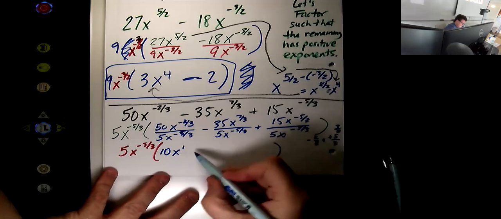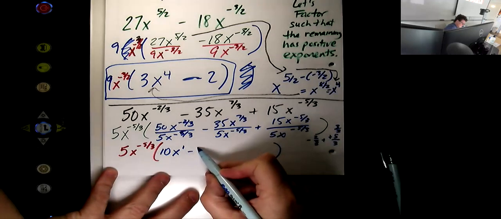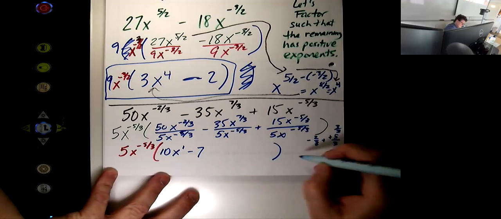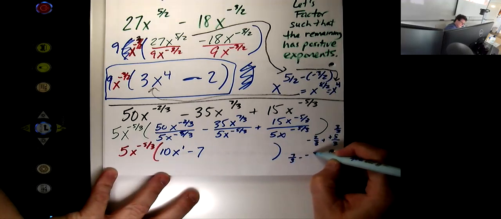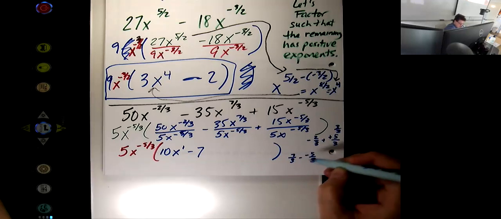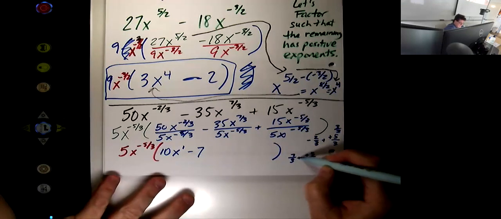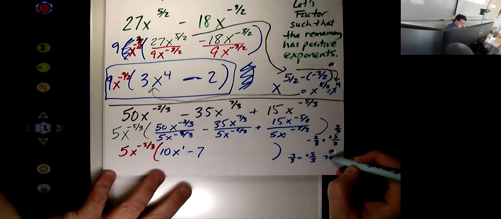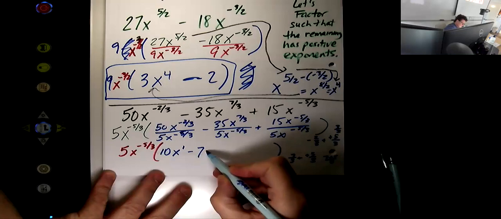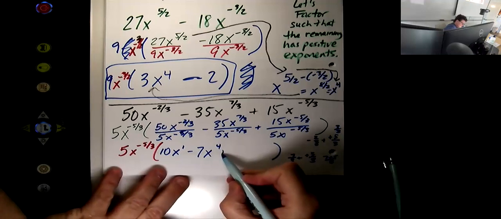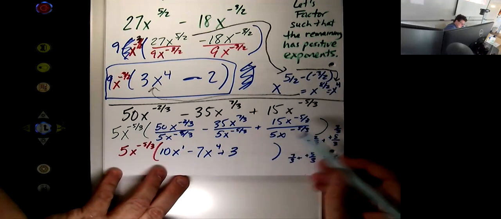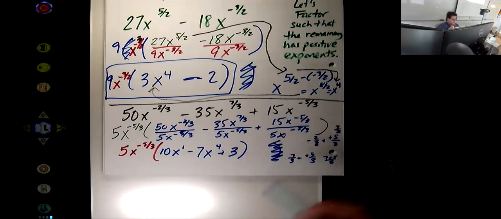And then I do 35 divided by 5 is 7. And we'll look at the 7/3 minus the -5/3. Again, it turns into a plus. So this is 7 plus 5/3. 12/3 is 4, so that should be x to the 4th power. And then 15 divided by 5 is 3. And the x's cancel out, so I didn't need that much room.